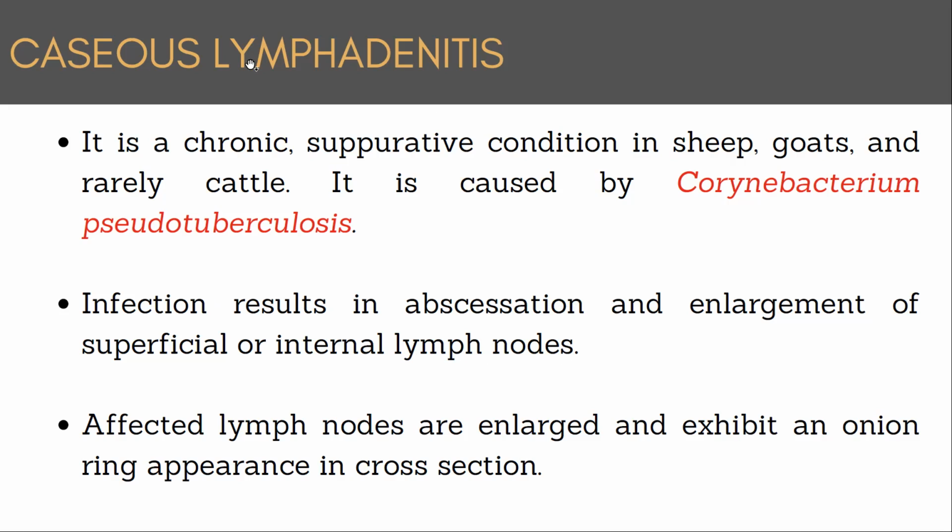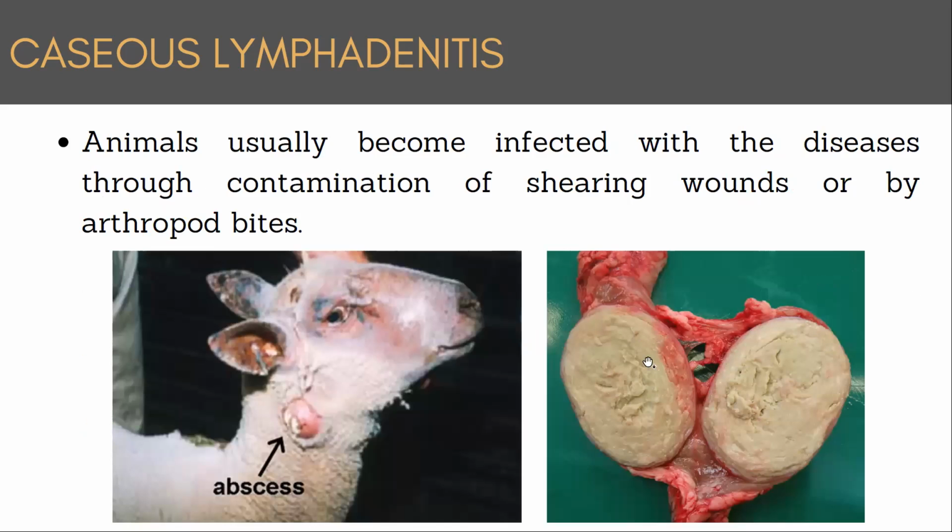So, from the name itself naman, lymphadenitis, usually ending with itis are inflammation. Lymphadenitis, inflammation of the lymph nodes. So, affected lymph nodes are enlarged. Paulit daw yung scientific name, Corynebacterium pseudotuberculosis. So, yun. Caseous lymphadenitis is caused by Corynebacterium pseudotuberculosis, and affected lymph nodes are enlarged and exhibit an onion ring appearance in cross-section. So, ito yung onion ring appearance.